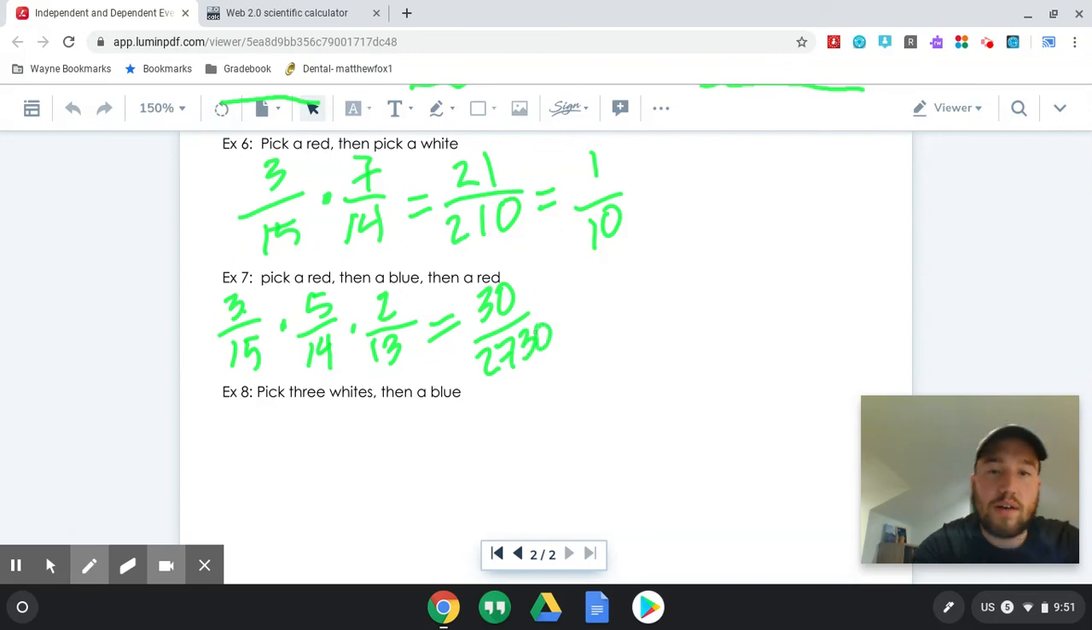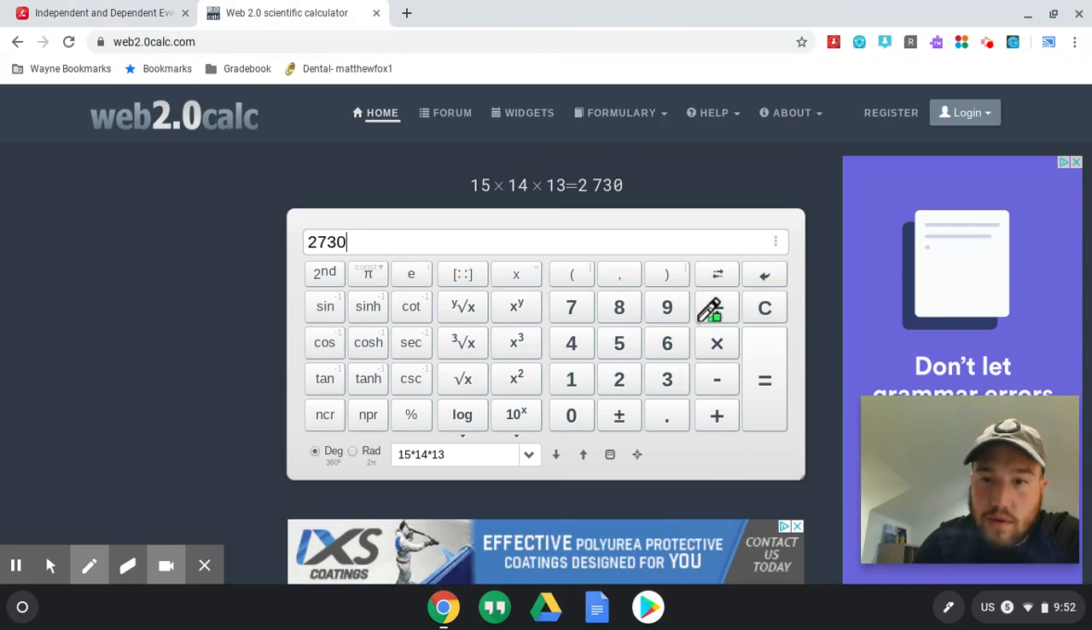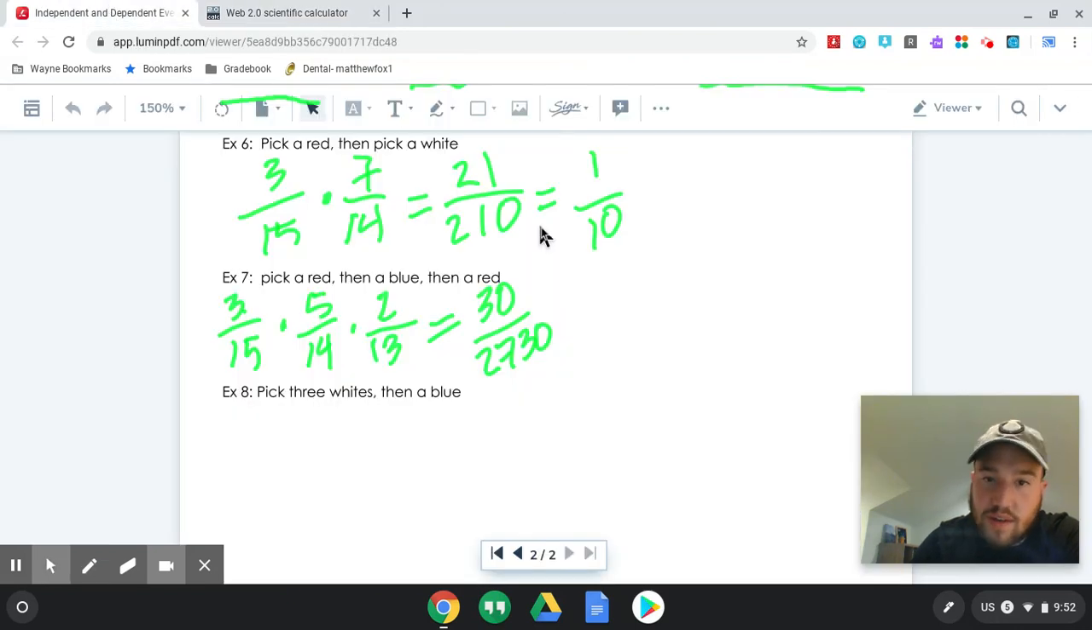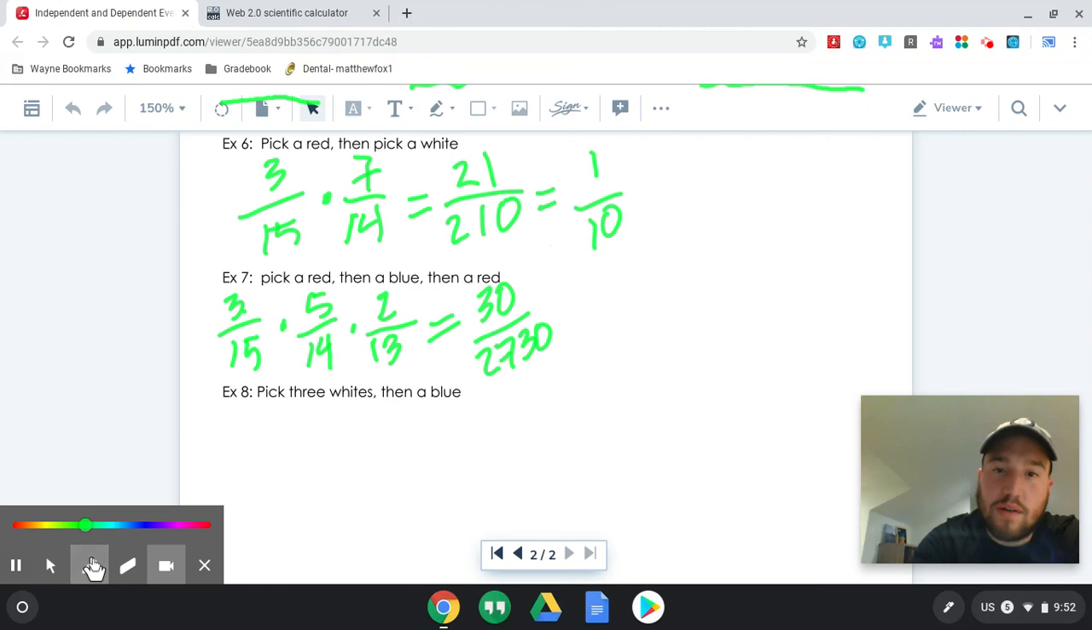So 30 over 2,730. Now at this point, we can go ahead and reduce that. And 30 does actually go into 2,730. So if we divide that by 30, we get 91, which means our final answer is going to be 1 over 91.